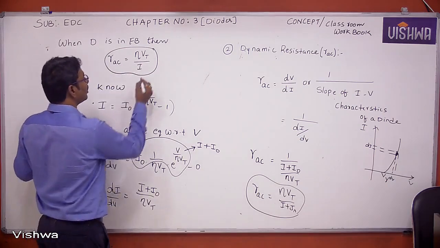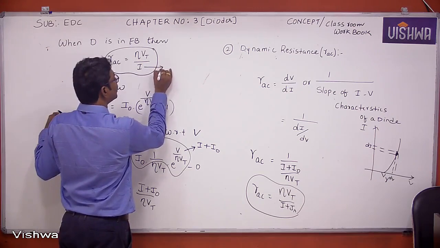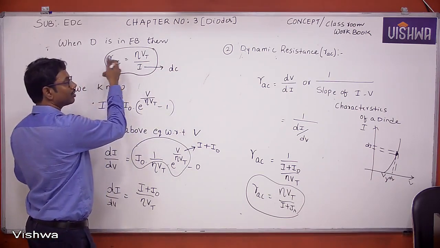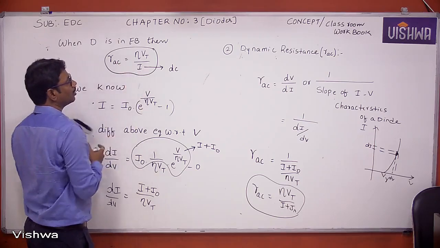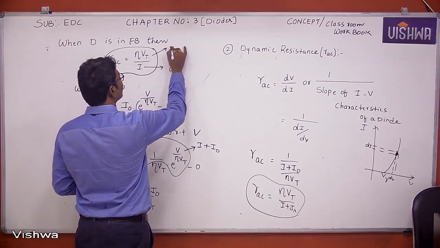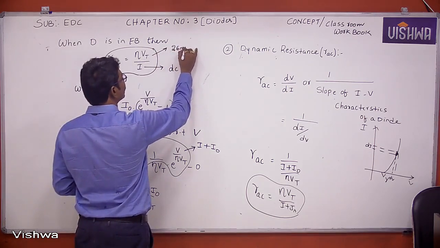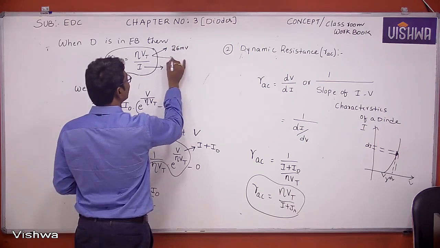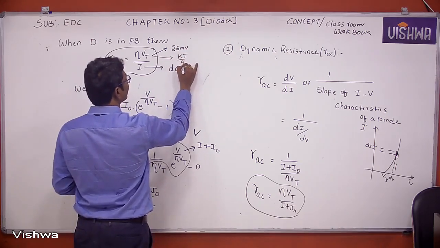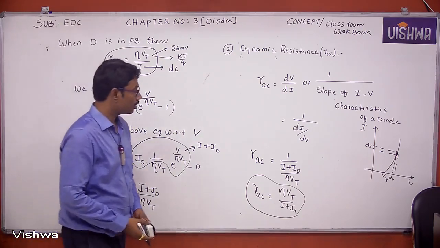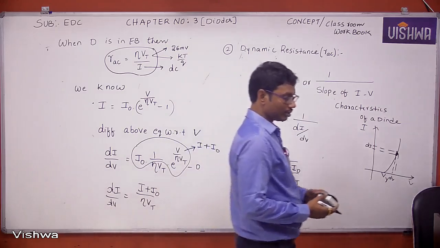But the very interesting thing here is that this I is a DC parameter, while we are calculating in the presence of AC. Eta into Vt by I, where Vt is the thermal voltage, which is 26 millivolts at room temperature. Or the expression of Vt is Kt by Q. Copy this. Write down here, dynamic resistance.